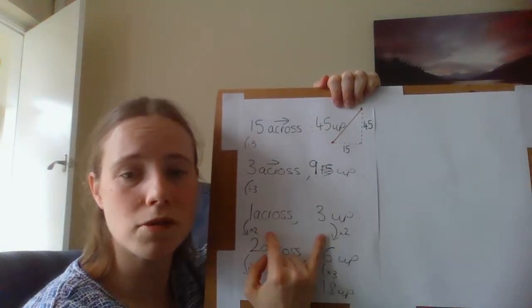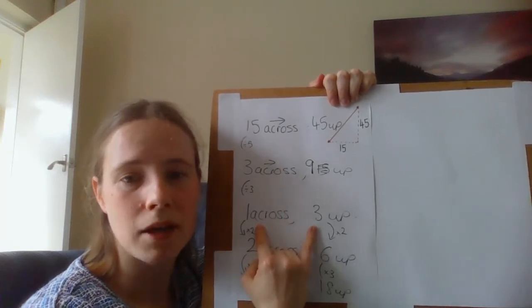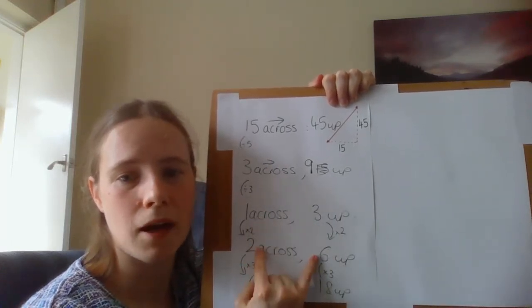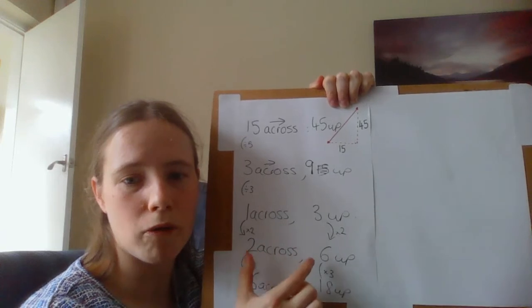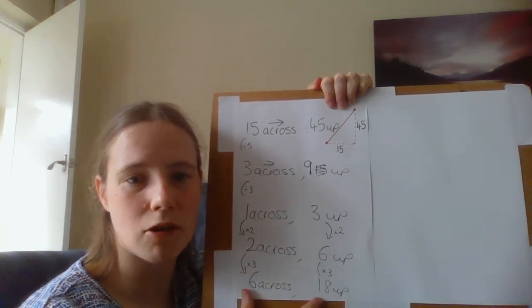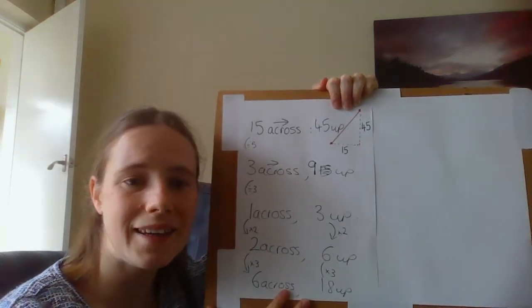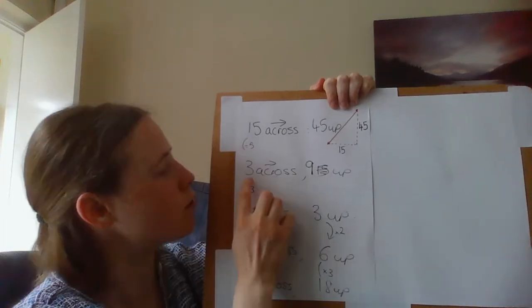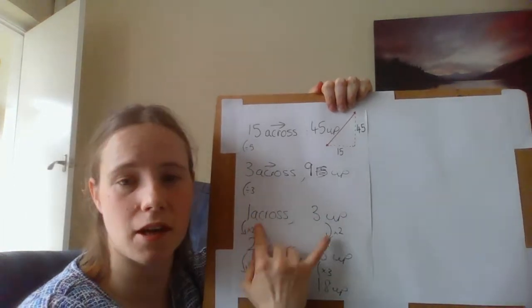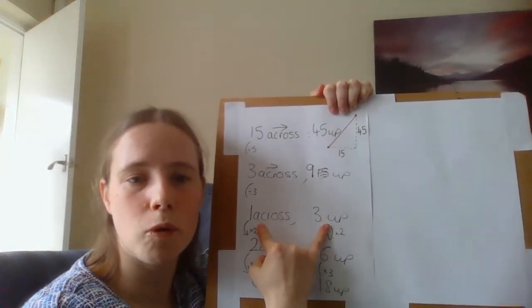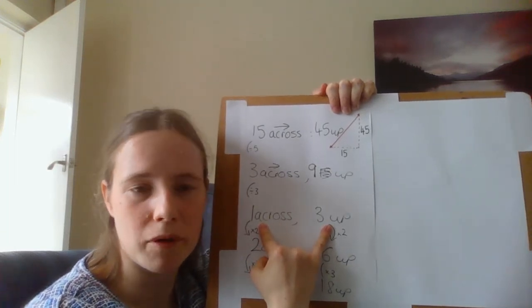You can also go the other way. You can go up. For example, I could double both of them and get 2 across 6 up. Or from there, I could triple them and get 6 across 18 up. You can even go down into decimals. So from here, I could decide to half, and I could get 0.5 across, 1.5 up.